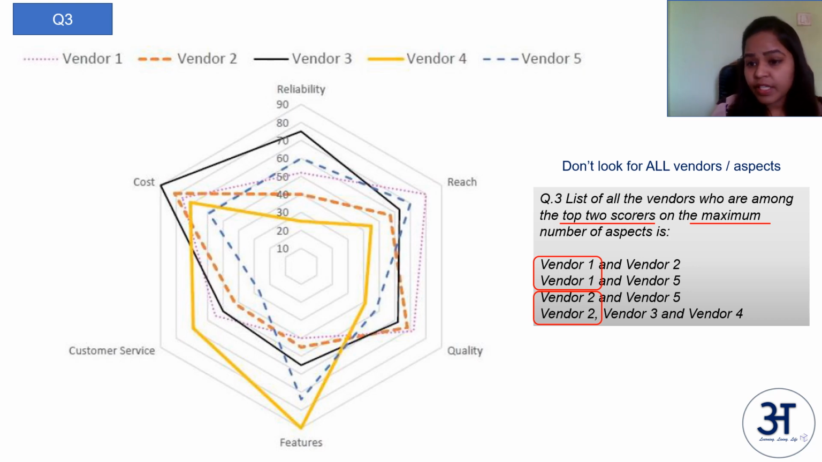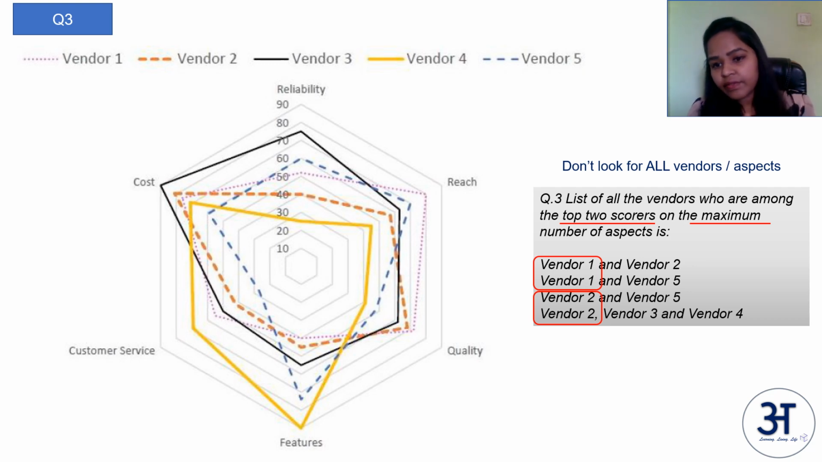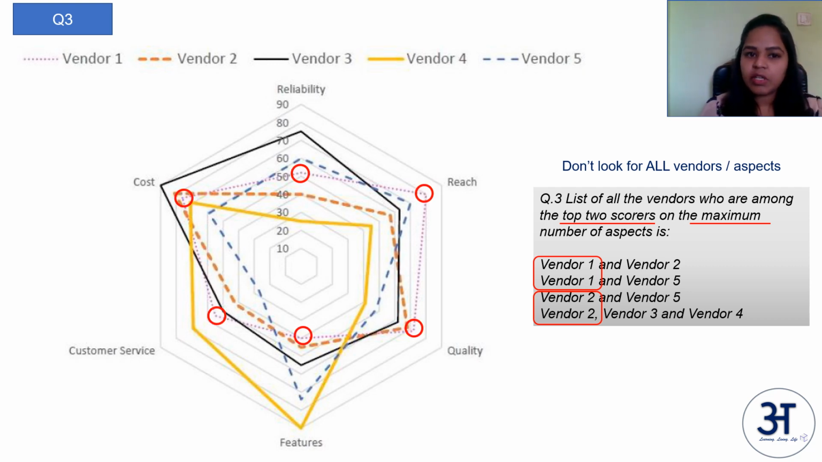So we need to find the list and we need to also know what is the maximum number of aspects. We'll find the maximum number of aspects during our calculation. If you see the options carefully, vendor 1 and vendor 2 cover all the options. If it is not vendor 1, you'll eliminate 2 options. If it's not vendor 2, you'll eliminate 2 of the options. So initially I'll be looking only at these 2 vendors. Let me look at vendor 1. Vendor 1 is in first and second in how many of these aspects? In 3 of these aspects. In reach it is first, in quality it is first, and in customer service it is second.